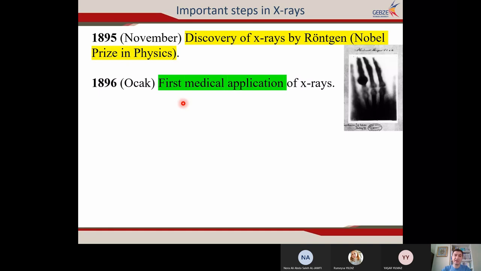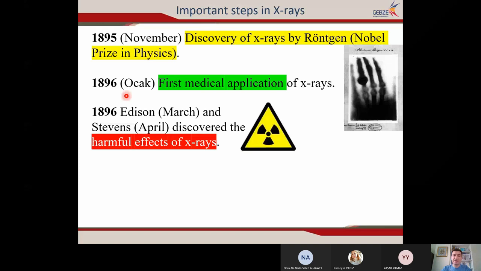And then in the same year, in 1896, Edison and Stevens independently discovered the harmful effects of X-rays. So today we know that X-rays are dangerous because they are ionizing radiation. But at that time, it was not known. And Edison and Stevens discovered these harmful effects in March and April. So you see how it was spreading very, very fast. So now, a very important step.